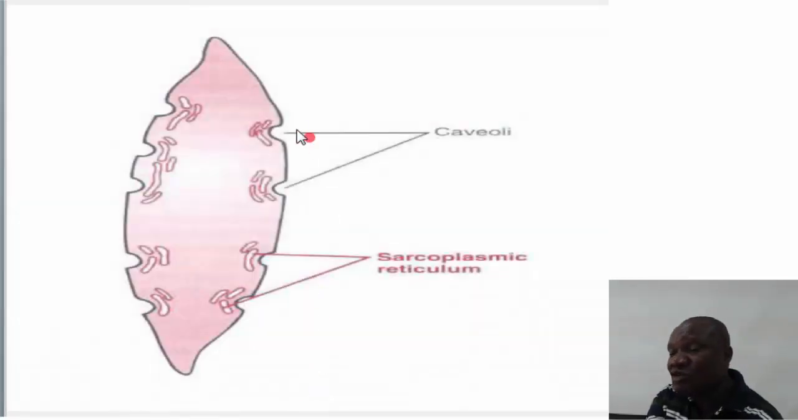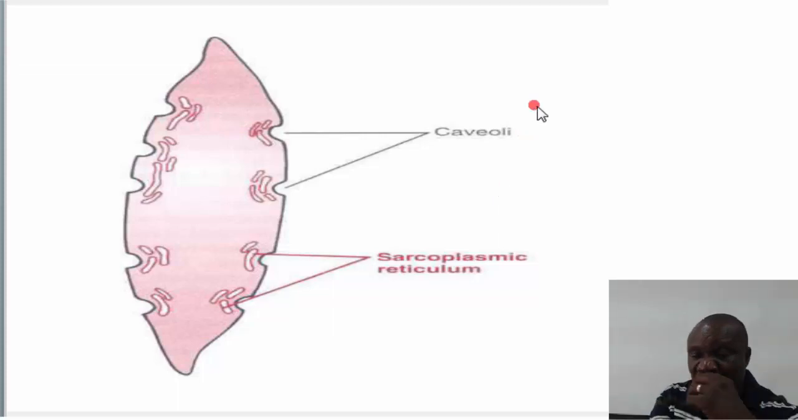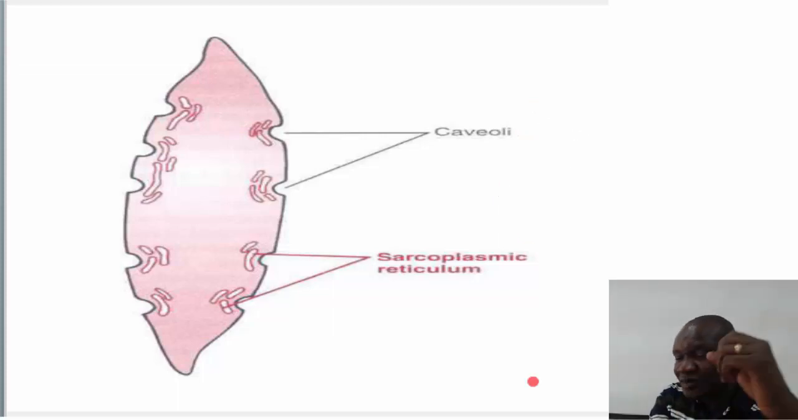Now, the smooth muscle cells on their surface have many flask-like invaginations, and these are called caveolae, and they are believed to ferry calcium ions from outside the cell into the cell.